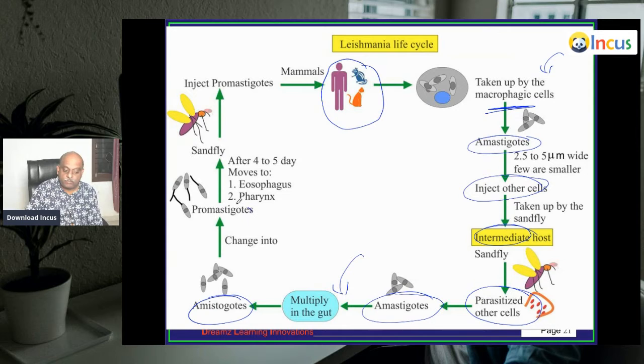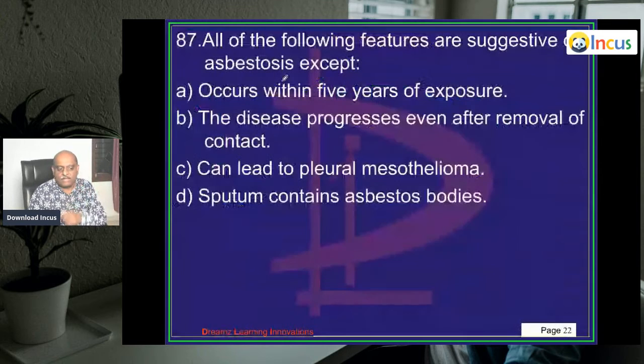And they change to promastigotes. And typically, the sandfly injects the promastigotes into the mammals. This is what you have to emphatically know: everything about the vector, intermediate host, etc., of the Leishmania.